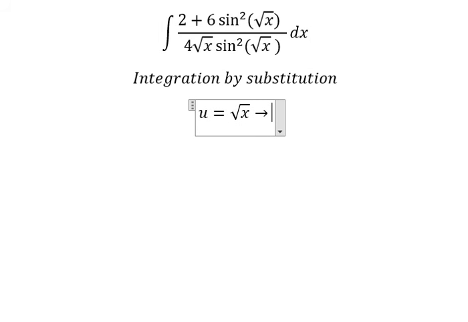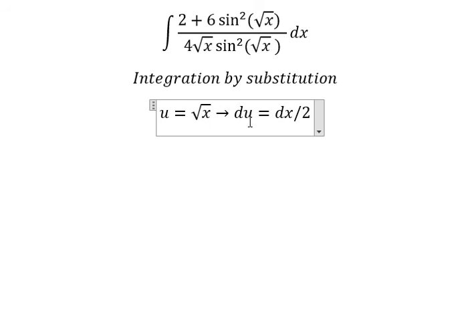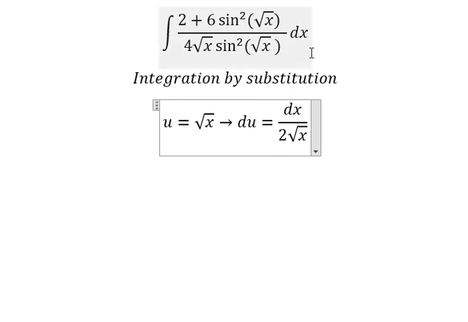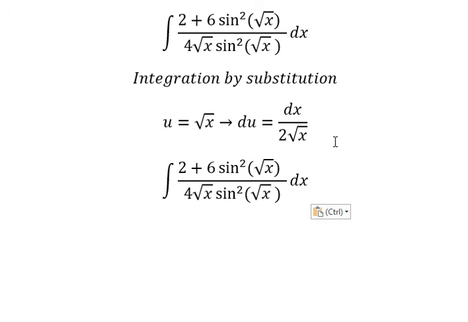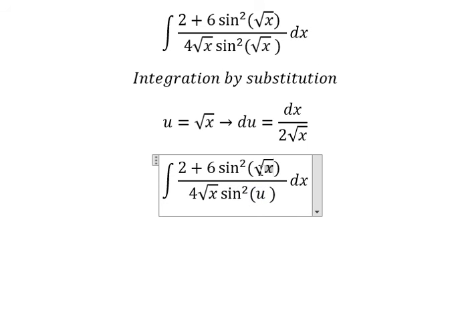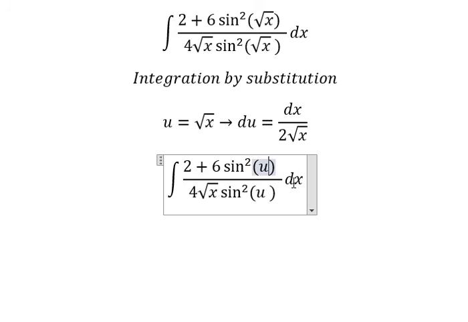Next, we need to first take the derivative of both sides. We have du equals ds over 2 times the square root of s. This one we change by u. The ds over 2 times the square root of s, we change by du.